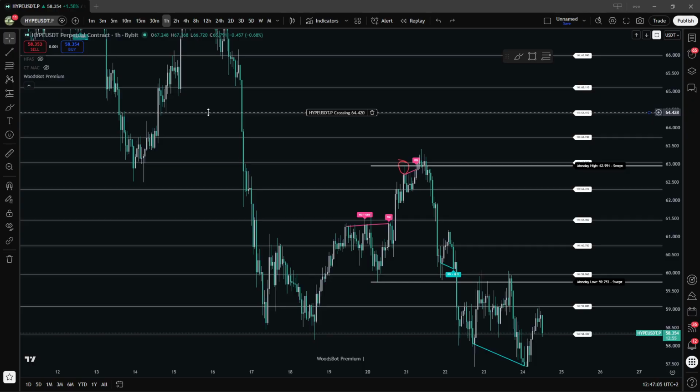But you also need to have additional confidence. You can't just blindly short a range high or long a range low, right? And the same thing applies to the Monday range. You just can't simply blindly short the Monday high or long the Monday low. You need additional confluence. And the additional confluence in this case was the RSI divergence.